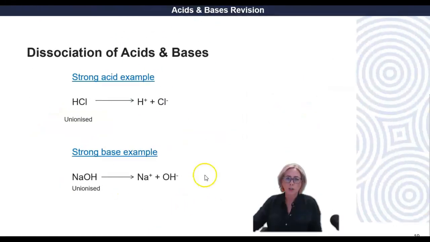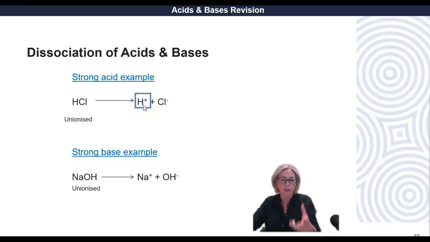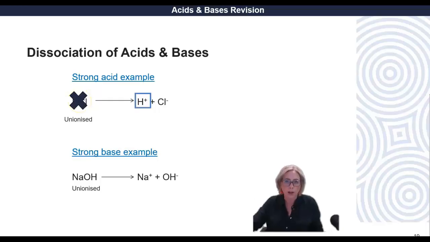So looking at the dissociation of acids and bases, and starting with both a strong acid and a strong base example. Our strong acid is hydrochloric acid. Here we have it in its unionized form. When we put that into aqueous solution, it fully dissociates, so it becomes fully ionized. It releases all of its hydrogen ions and all of its chloride ions, and the hydrogen ions there in the box are just indicating that it's an acid. So when it fully dissociates to release all of its hydrogen ions and chloride ions, that means there's none of it left in the unionized form.